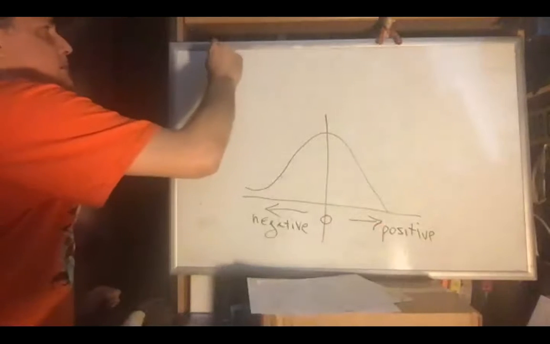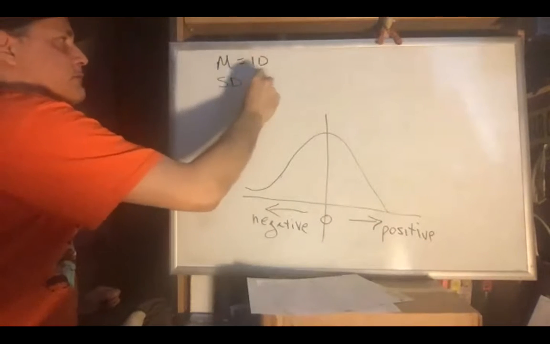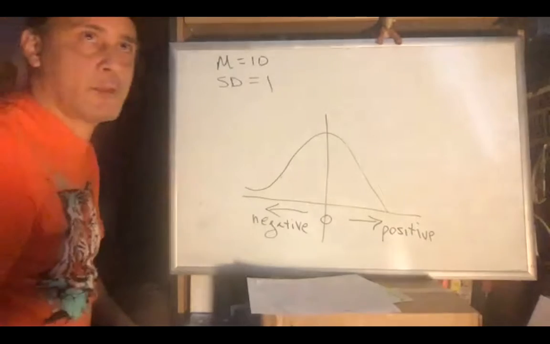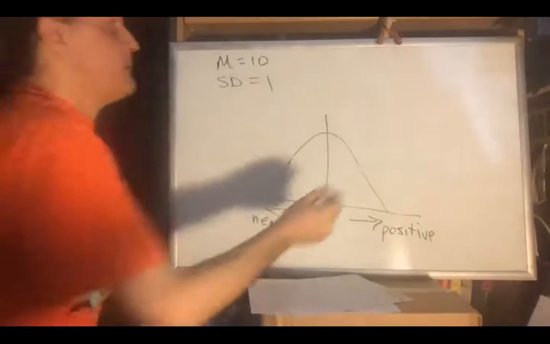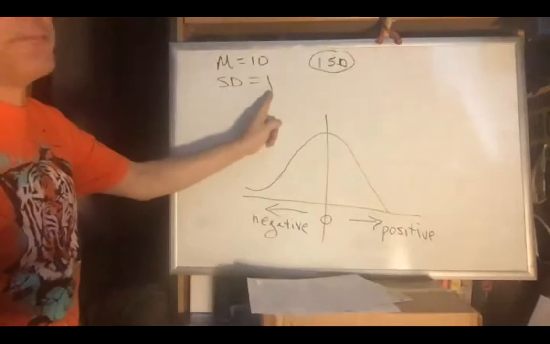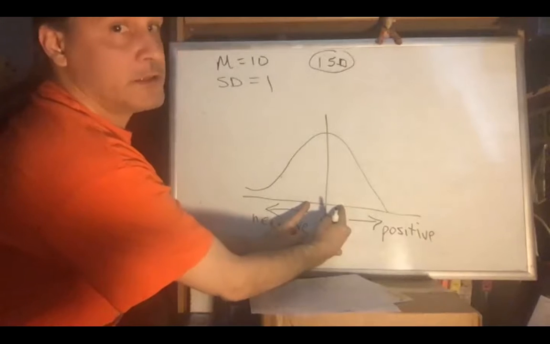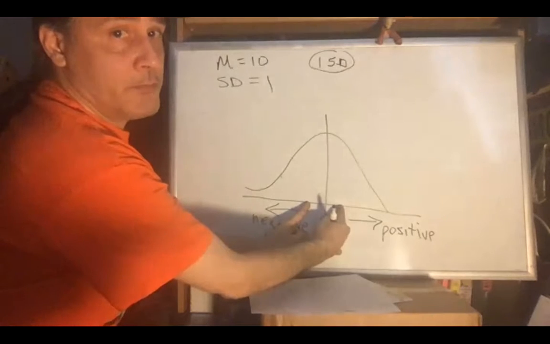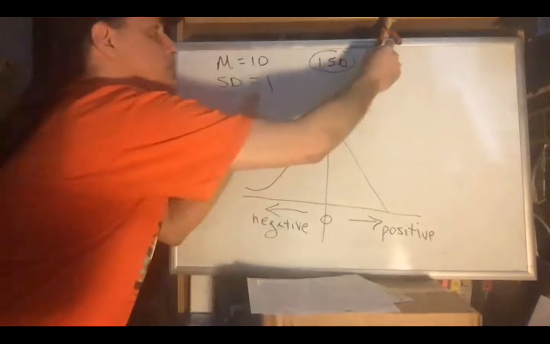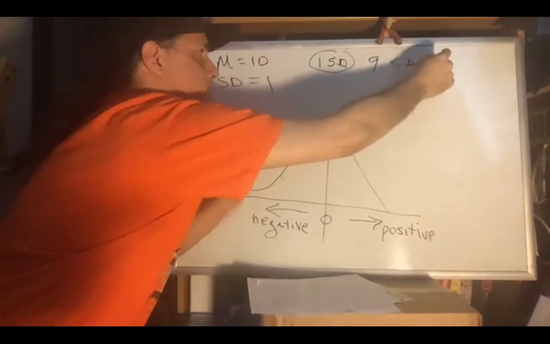Let's say we had a mean of 10 and a standard deviation of 1. Well, one standard deviation would be 10 plus 1 and 10 minus 1. So if we want to be one standard deviation above or below the mean, we'd add 1 and subtract 1. So this would be in between 9 and 11.